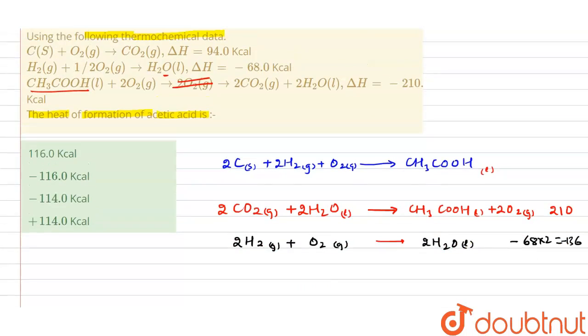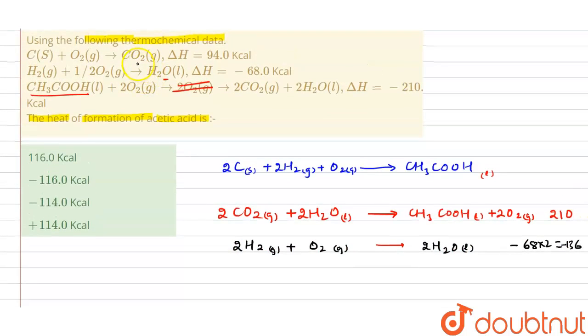The next, the third one. What about this third? We do not require this CO2, so CO2 should be on the product side. Yes, it is already present on the product side, but we need 2 moles of CO2, so we have to multiply by 2 again. So twice of carbon solid plus twice of O2 gas, and twice of CO2 will be formed. Again we multiply, so we have to multiply this 94 into 2. 94 into 2, 4 twos are 8, and 9 twos are 18. So 188 kilocalorie will be there.